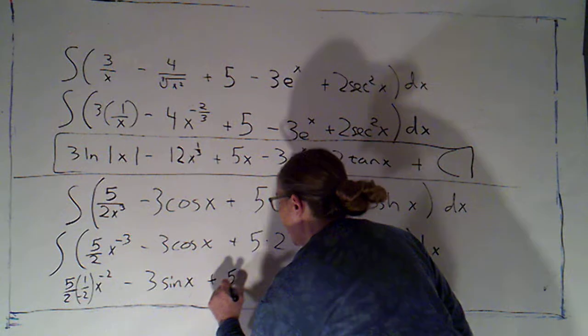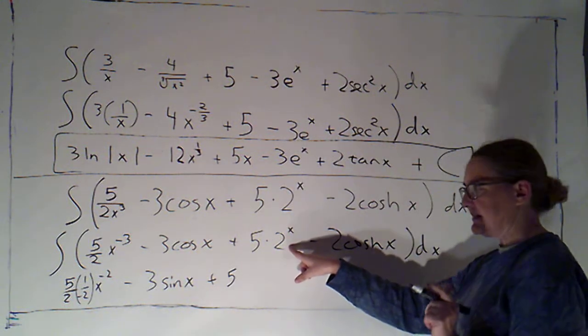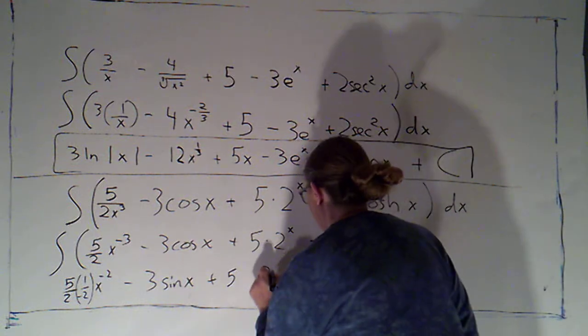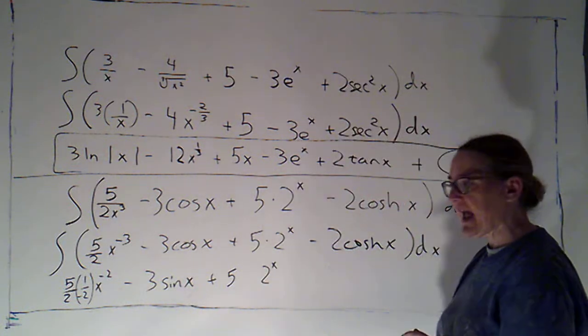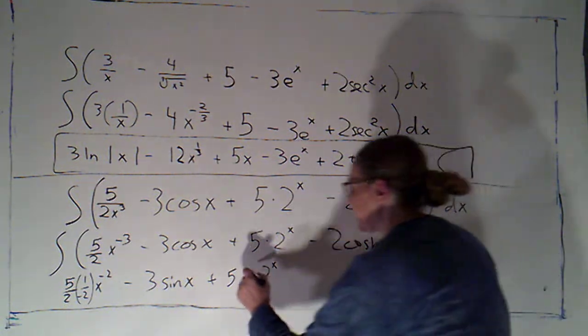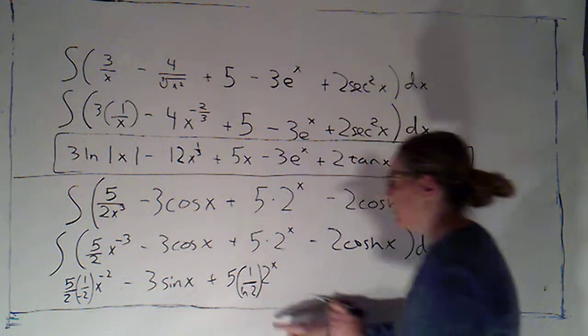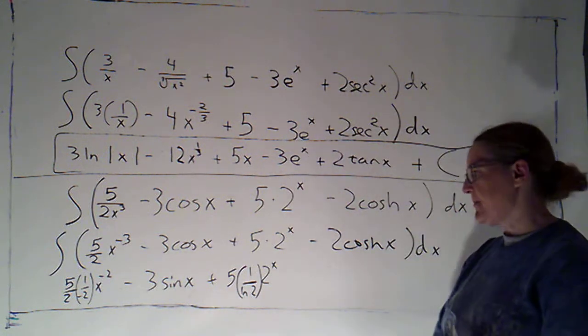Plus 5 times an antiderivative of 2 to the x. So when it's an exponential function, I always get the exponential function back. But if the base isn't e, I get an extra factor. And when I'm integrating, it's the reciprocal of the natural log of the base.